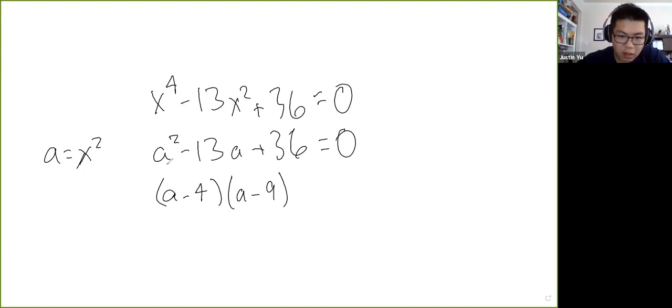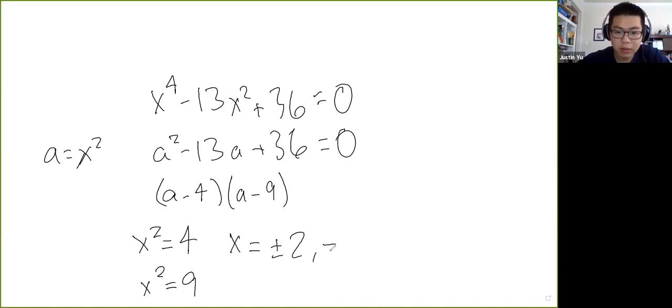So then we have these. And if each of these is 0, we have two separate equations. x squared equals 4, x squared equals 9. So then, as many of you have already said, x can be plus or minus 2 or plus or minus 3. All right, the main idea is taking this big quartic and reducing it to something that we know.